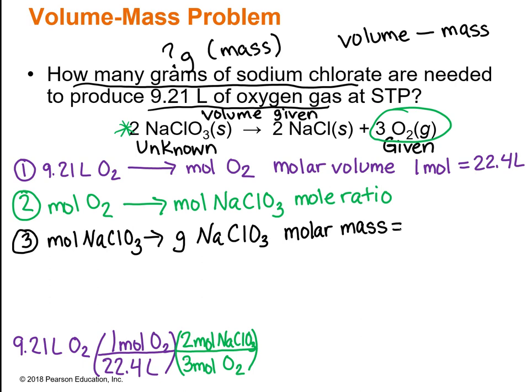So I'm not going to make you figure out the molar mass, but you will need to remember how to do that from chapter 8. The molar mass for sodium chlorate is 106.443 grams per mole.